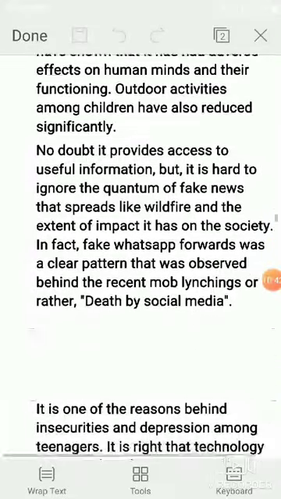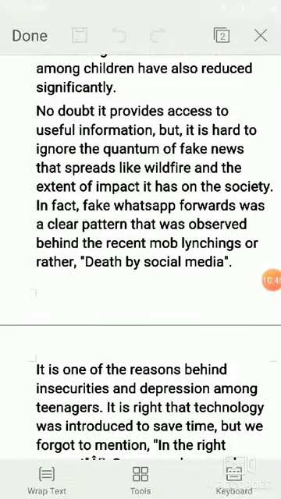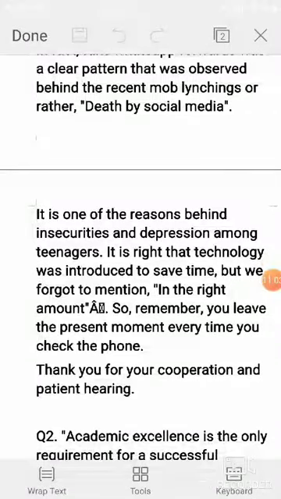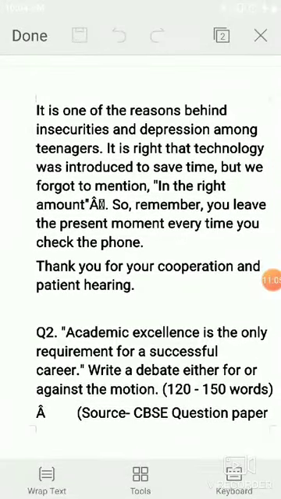No doubt it provides access to useful information, but it is hard to ignore the quantum of fake news that spreads like wildfire and the extent of impact it has on society. In fact, fake WhatsApp forwards were a clear pattern observed behind the recent mob lynching, or rather death by social media. It is one of the reasons behind insecurities and depression among teenagers.